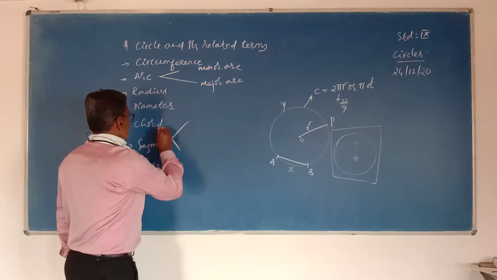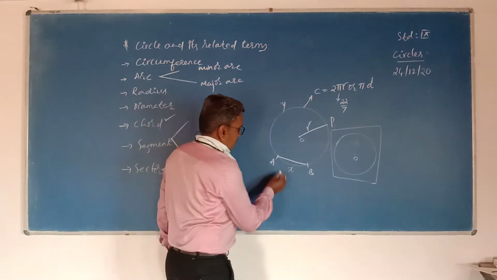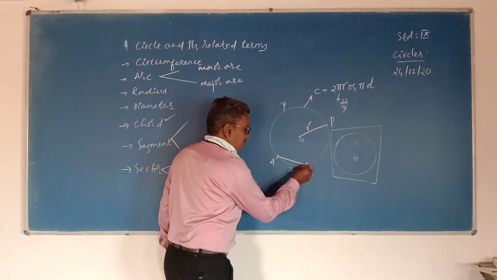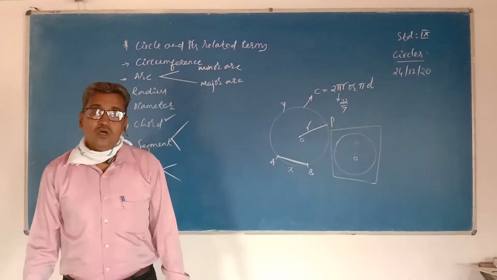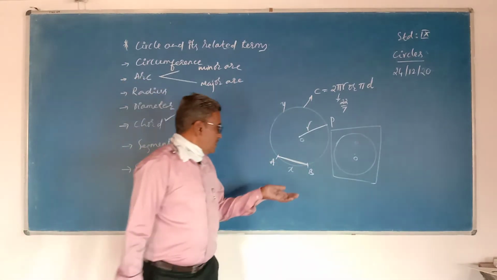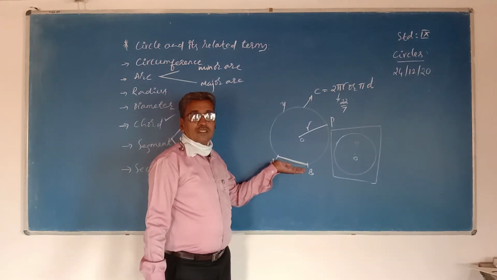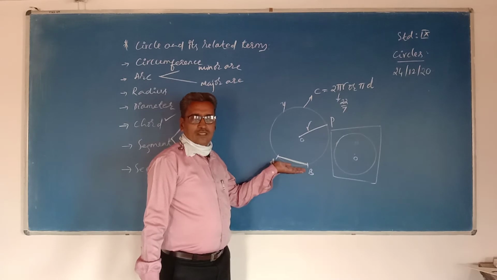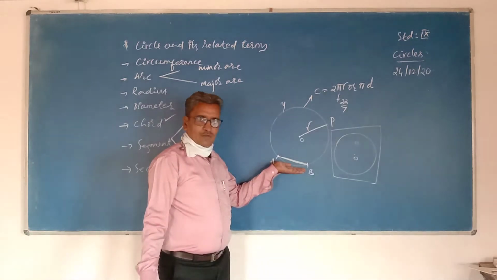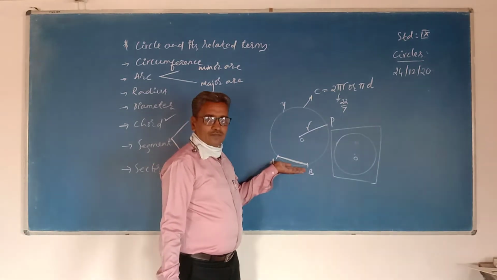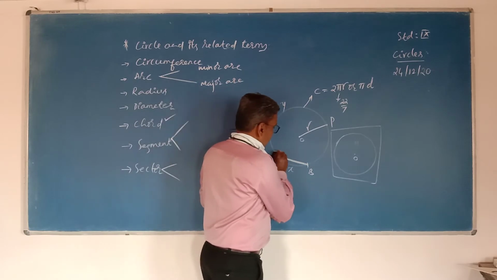Before that, first we are going to define chord. So now A is one point, B is another point. AB is called a chord. The distance between any 2 points on the circumference of the circle is a chord. So once again, how many chords are there? Infinite number of chords.